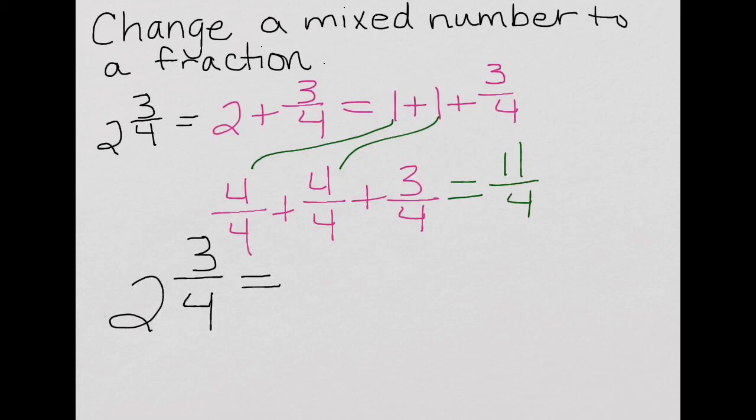Another way to do this for students who don't need the visual is to take the denominator, multiply it by the whole number, and add the numerator. So we would have 4 times 2, which is 8, plus 3, which equals 11/4, and we get the same answer.